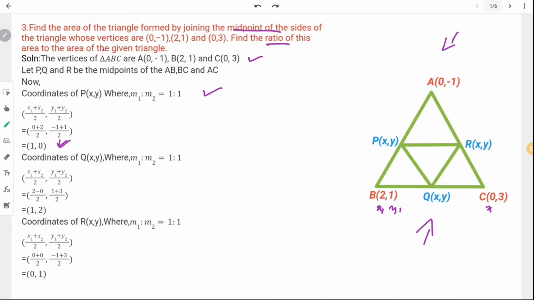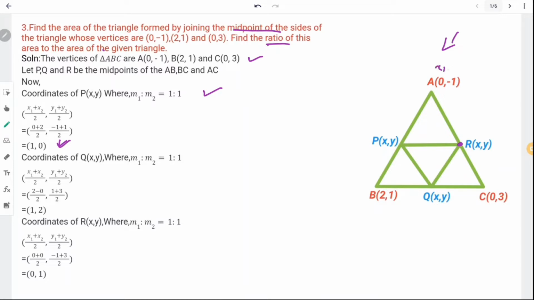All right, then 2 plus 0 is 2. Once again, 2 by 2, so I'll have here 1. Then 1 plus 3 is 4, divided by 2, I'm going to get 2. Now we've got the coordinates of Q. So one more, we have to find the coordinates of R. Right, so here we'll be taking what?